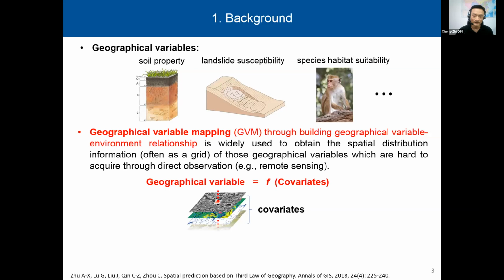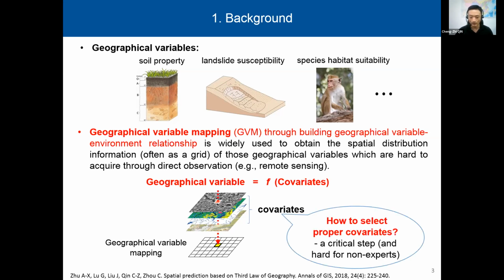For many geographical variables, such as soil property, landslide susceptibility, and species habitat suitability, their detailed spatial information is very important for geo analysis, geo simulation, as well as decision making. However, they are hard to be acquired by direct observation technologies such as remote sensing. So geographical variable mapping, through building the relationship between the geographical variable and the environment, is the normally used way to obtain this information. The very beginning and important step for this task is how to select a proper set of covariates.